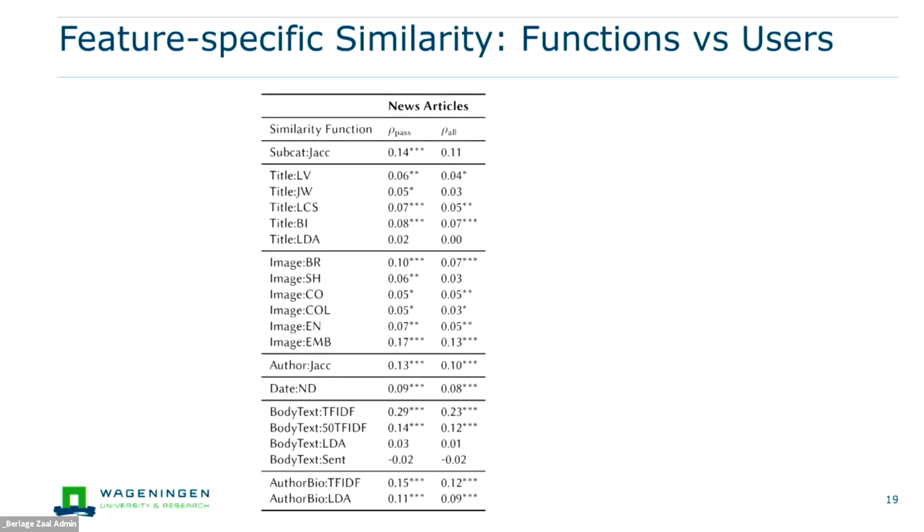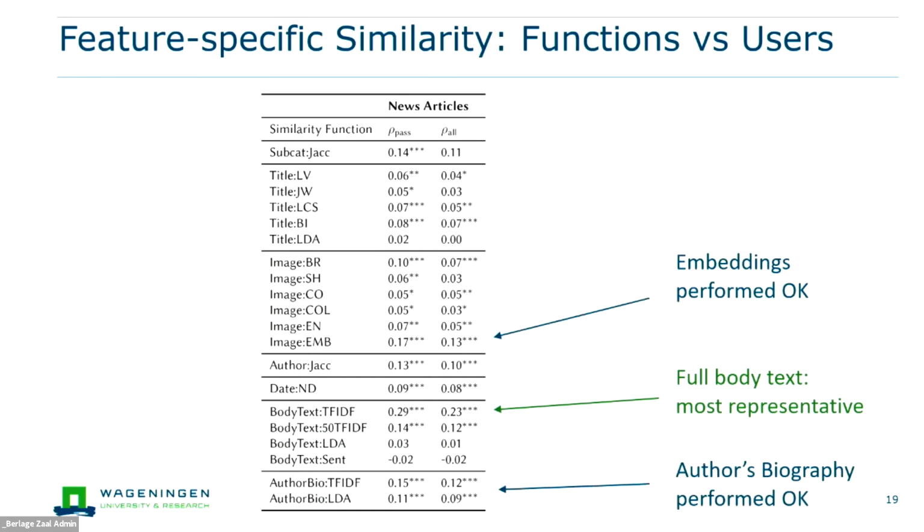So we performed a correlational analysis for different features. We compared the overall similarity judgment of a user for a news article pair against what the similarity function would compute. And what you can see here is that body text in full was, among all those features, the most representative one, as in it had the highest correlation with the user judgments.